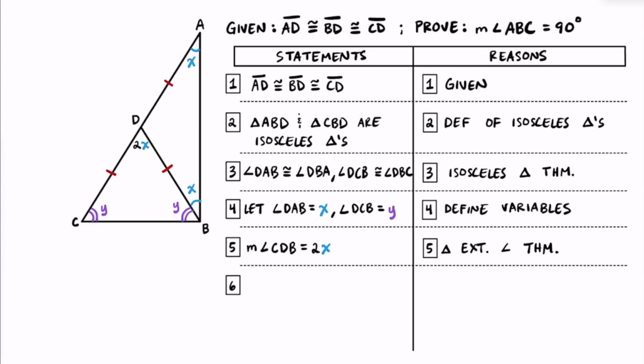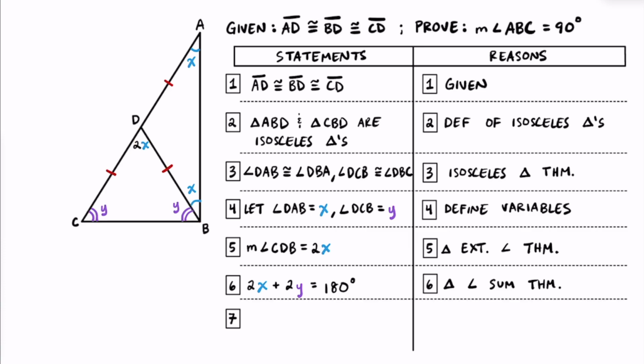For statement number 6, let's focus in on triangle CDB and say that if you add this 2x plus y, or 2x plus 2y, that's going to equal 180 degrees. This is by the triangle angle sum theorem, which states that if you add the three interior angles of a triangle, you should get 180 degrees. Next, for statement 7, we can say that x plus y is going to equal 90 degrees. That's just because we divided both sides by 2, so we use the division property of equality.